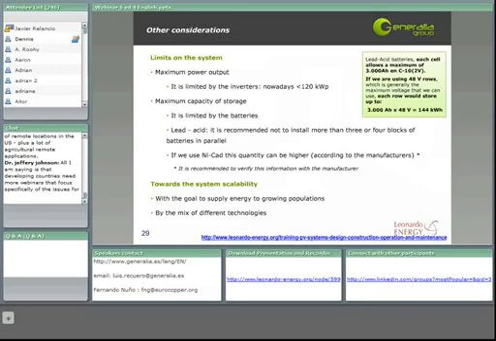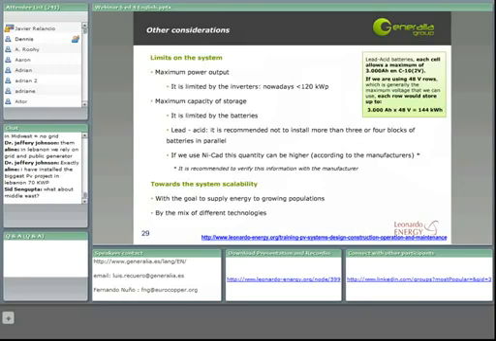Well, other considerations to know about standalone generation is that we find nowadays limits on the system, because the maximum power output nowadays cannot be higher than 120 kilowatt peak. We have to check because each month the manufacturers are introducing new inverters and new batteries that improve this output power, but nowadays it cannot be higher than 120 kilowatt peak.